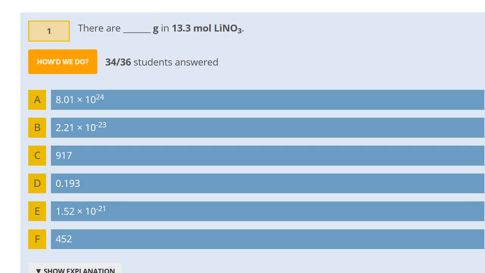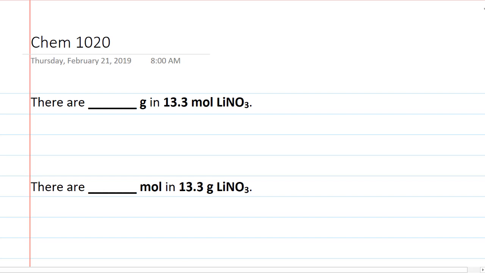Today we're going to go through some more stuff on the mole concept and see how we did on the stuff that we covered the other day. First one was to figure out the number of grams in 13.3 moles of lithium nitrate. Correct answer here, good: 917. Now, to set this one up, of course, we are given what in this problem?